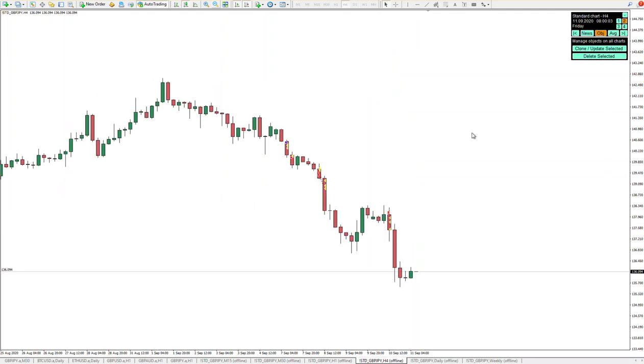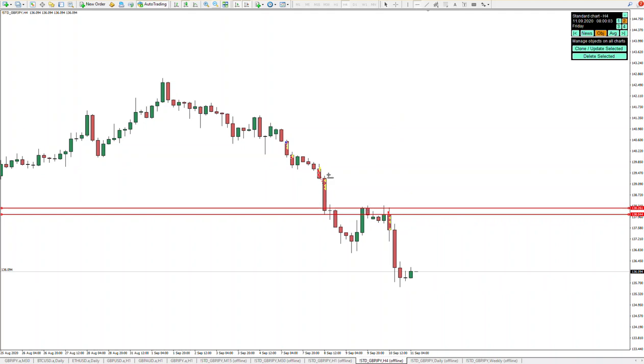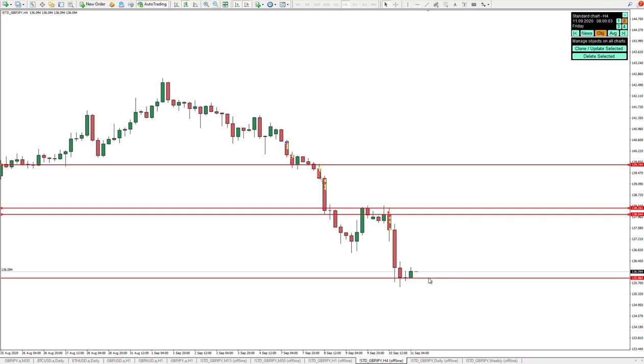H4. Let's put some lines. Resistance like that. A little bit lower, another resistance just there. And another support there. It's the first one we will meet. And we have this resistance here. And just like that, let's clone these to H1.